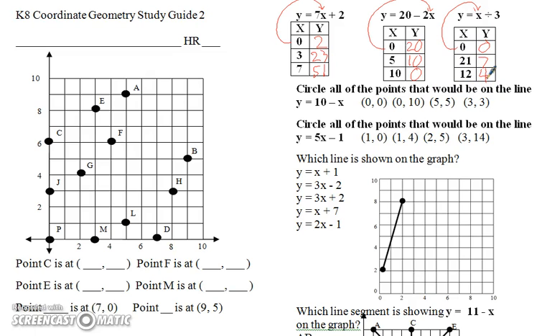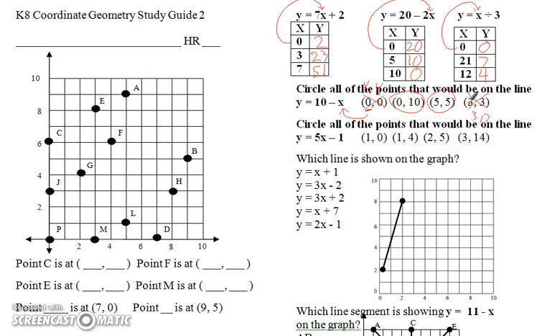Circle all of the points that would be on the line. So remember, this is basically my x, y. So if I put the first number in for x, see if I get the other number for the y. So 10 minus 0 equals 10, not 0. So that one doesn't work. Put the 0 in. 10 minus 0 does equal 10. Let's put a 5 in. 10 minus 5 does equal 5. Put the 3 in. 10 minus 3 equals 7. So it should really be 3, 7, not 3, 3.